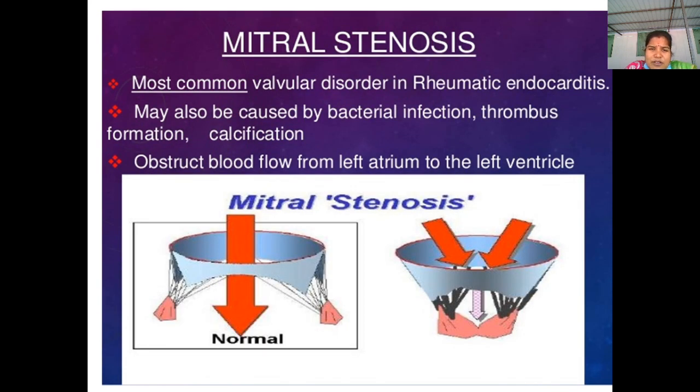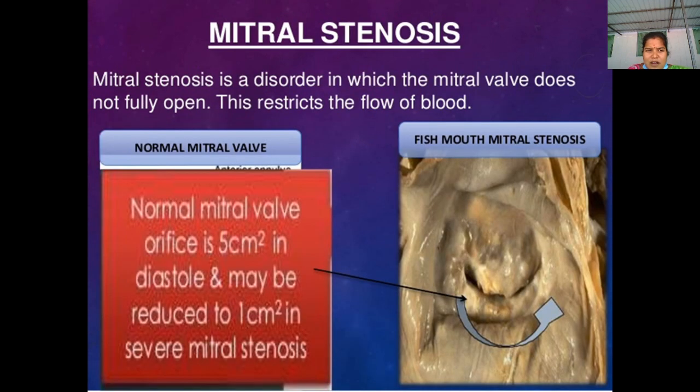So coming to mitral stenosis. Mitral stenosis is the most common valvular disorder in rheumatic endocarditis, and may also be caused by bacterial infection, thrombus formation, or calcification. Because of this, what will be happening? There will be obstruction of the blood flow from the left atrium to the left ventricle.